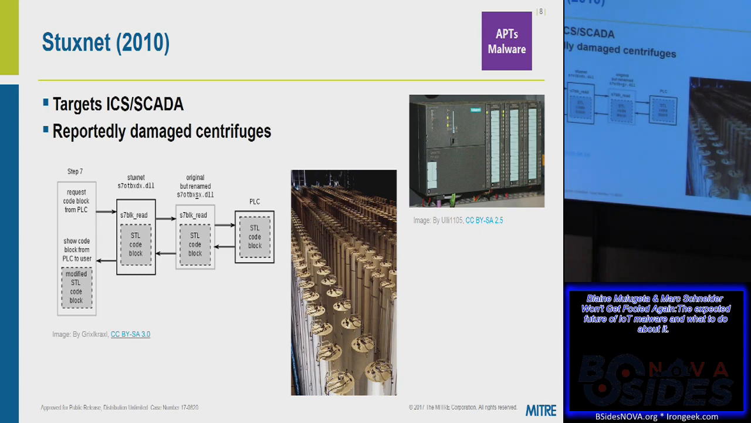It was reported that at least 1,000 centrifuges were destroyed. And it was interesting how this malware worked. It actually installed itself in between the PLC and what's called the HMI, or the human-machine interface. Every time the HMI was used to read back the section of code involving these motor speeds, it would return the original code, not the actual code that was running, which was a piece of malware.